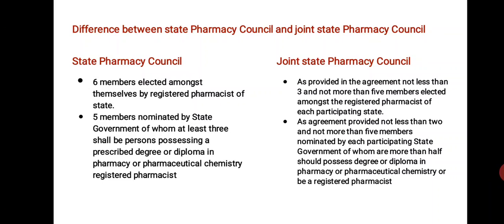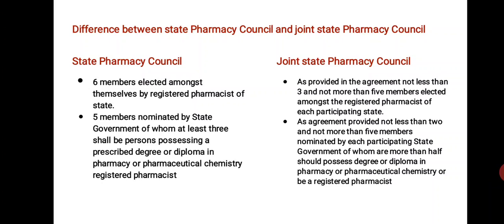In the state pharmacy councils, 6 members are elected amongst themselves by the registered pharmacists of the state. In joint state pharmacy councils, as provided in the agreement, not less than 3 and not more than 5 members are elected amongst the registered pharmacists of each participating state. The second is 5 members nominated by the state government, at least 3 of whom shall possess a degree or diploma in pharmacy. In the joint council, as the agreement provides, not less than 2 and not more than 5 members are nominated by each participating state government, of whom more than half should possess a degree or diploma in pharmacy or pharmaceutical sciences or pharmaceutical chemistry, or be a registered pharmacist.